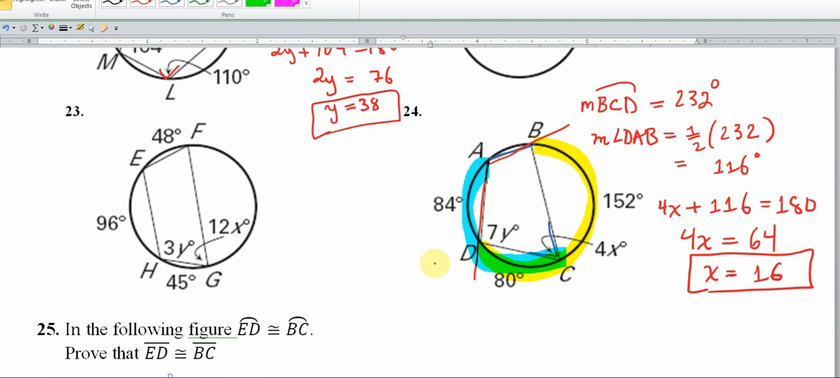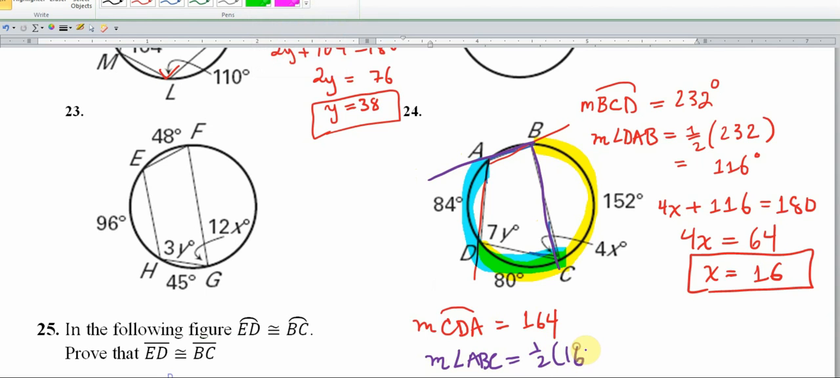So we do know then that the measure of arc CDA is equal to 84 plus 80, or 164. And what that means is that angle B, which intercepts that arc, must be half of that. So this gives me 82.